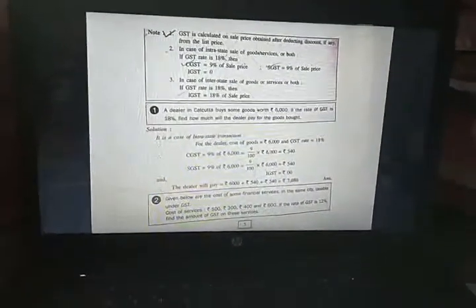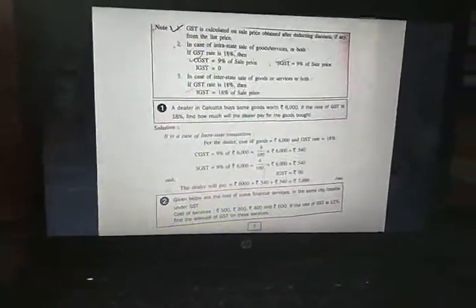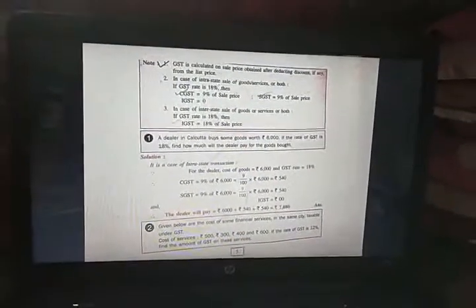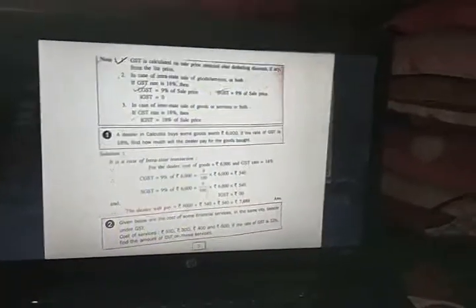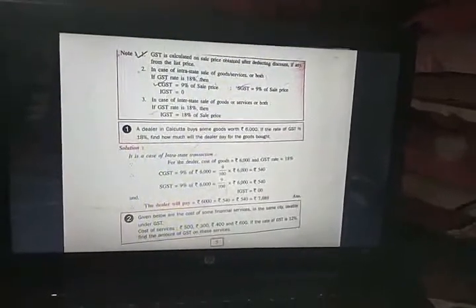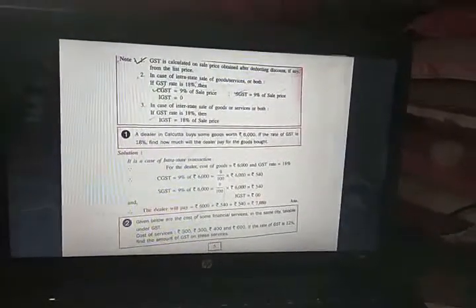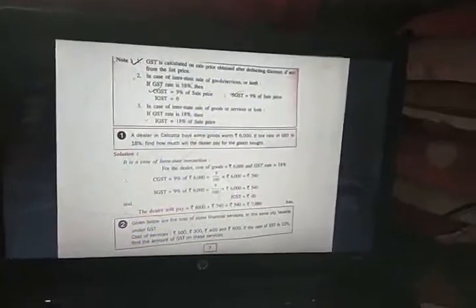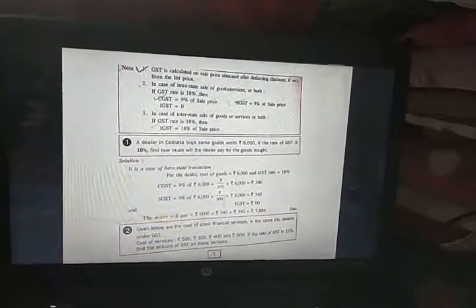Now I'm taking this from your book itself. Go to your page number 5. This note is very important. You read 1, 2 and 3. Point number 1, GST is calculated on sale price obtained after deducting discount, if any, from the list price. Which means that GST, the goods and service tax, is always calculated on the selling price. And if the discount is given to us, we have to subtract that discount from the market price.